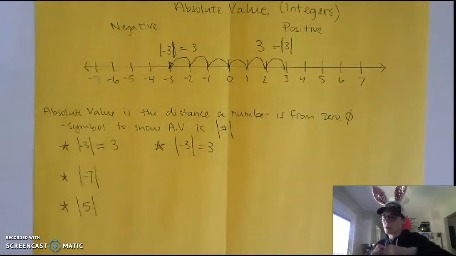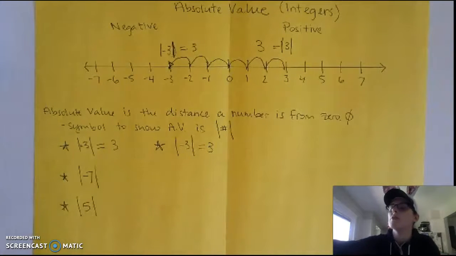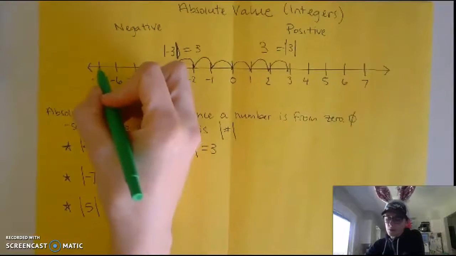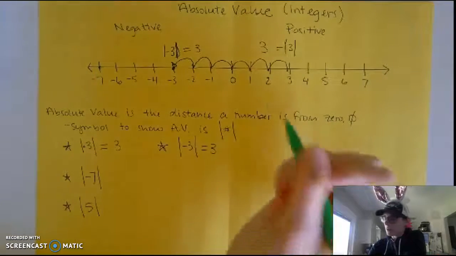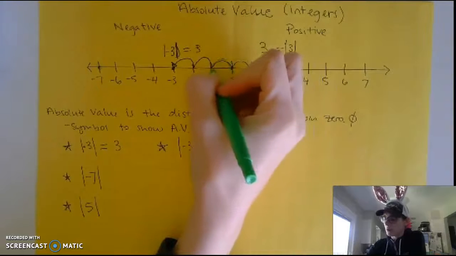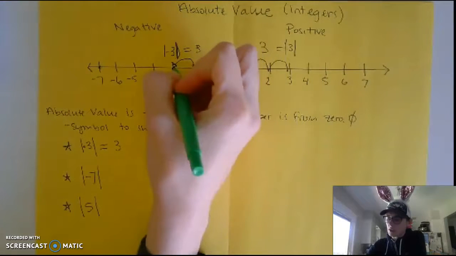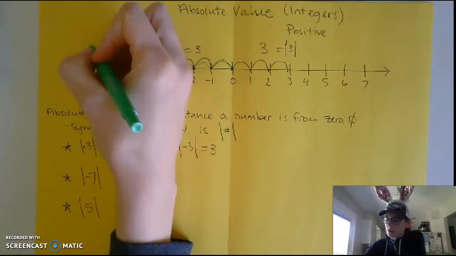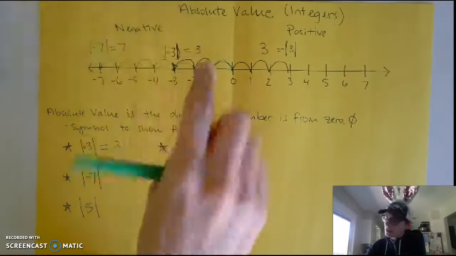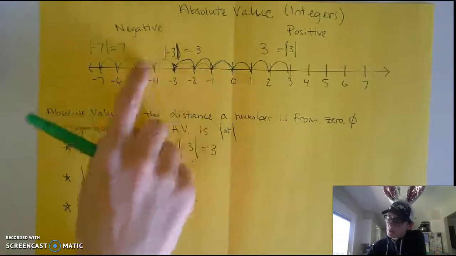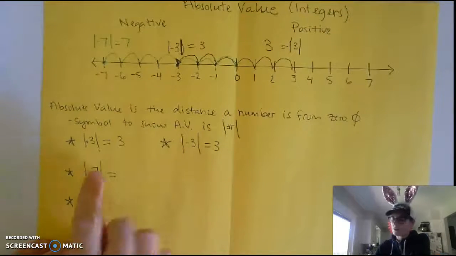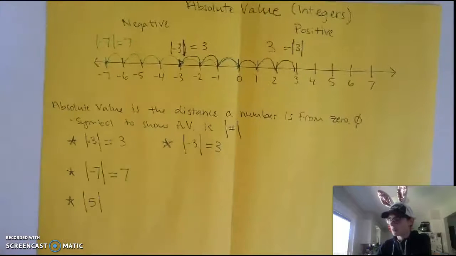I'm going to switch colors for a second. Let's do green. I'm going to count. I want to get all the way from 0 to that negative 7. So I'm going to go 1, 2, 3, 4, 5, 6, 7. So the absolute value of negative 7 is going to be 7 jumps because I had to jump 7 times to get there. So the absolute value of negative 7 is 7.